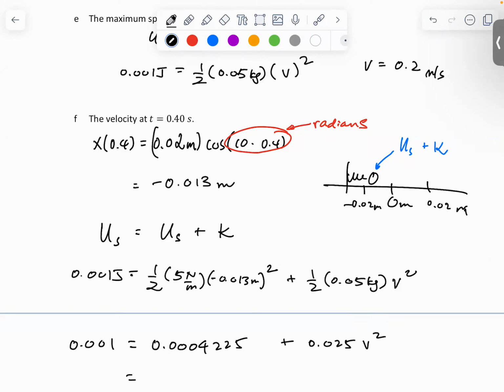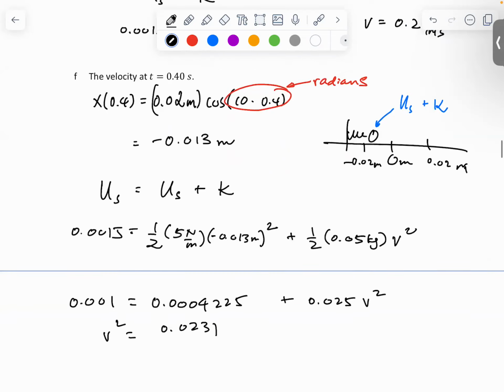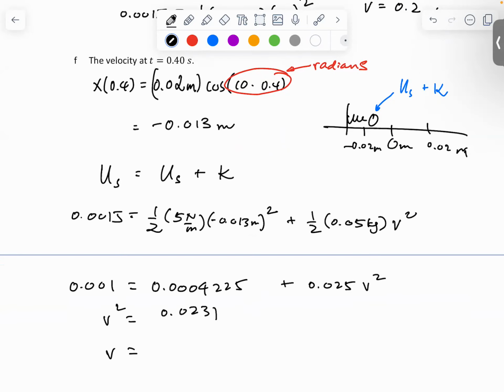So you subtract the really tiny number from the left-hand side, minus 0.0004225, and then you divide it by 0.025. So v squared is equal to 0.0231. Make sure you get that number. So we take the square root of this number. So our velocity will be 0.15 meters per second.